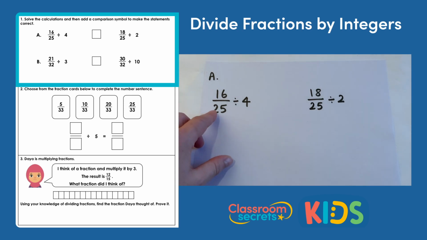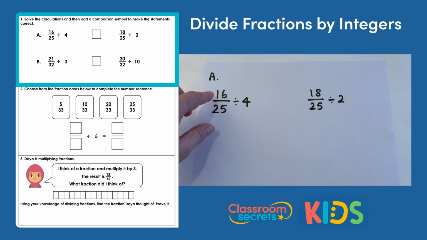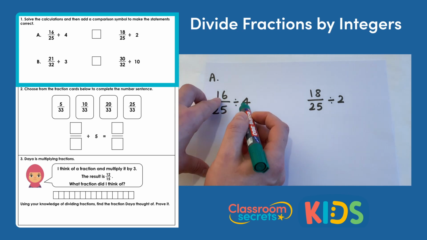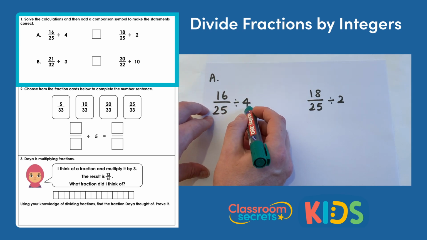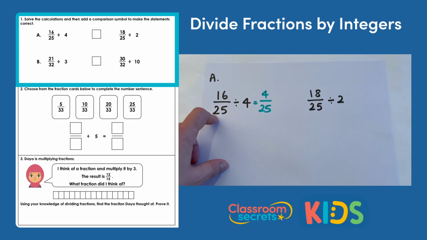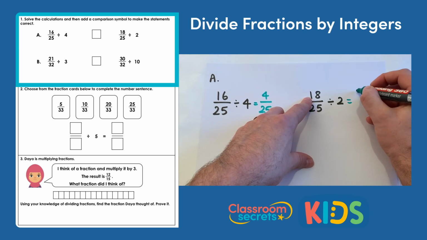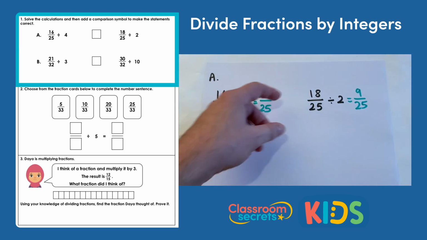So if we divide the fraction by the integer here, we can see that the numerator, which is the number we need to look at first, is a multiple of the integer we're dividing by. So the denominator won't change. We're still going to be dealing with 25ths for both fractions when we have our result. Because the numerator is a multiple of the integer, all we need to do is divide the numerator by the integer. So 16 25ths divided by 4, it's 16 divided by 4 is 4, and the denominator won't change. 18 25ths divided by 2, so the numerator is 18, 18 divided by 2 is 9, and the denominator will still be 25.